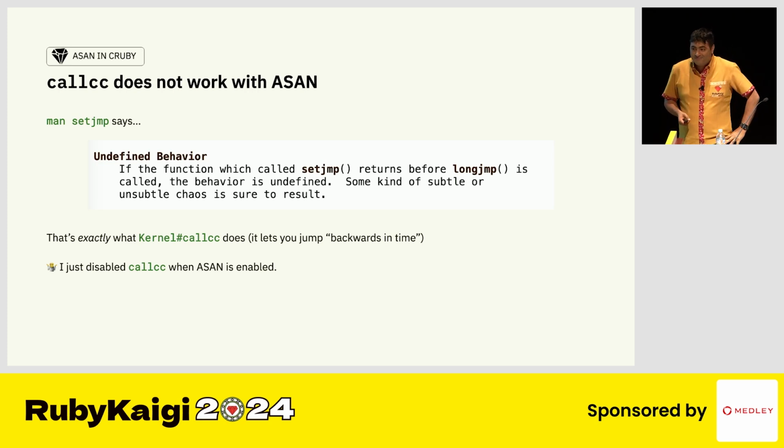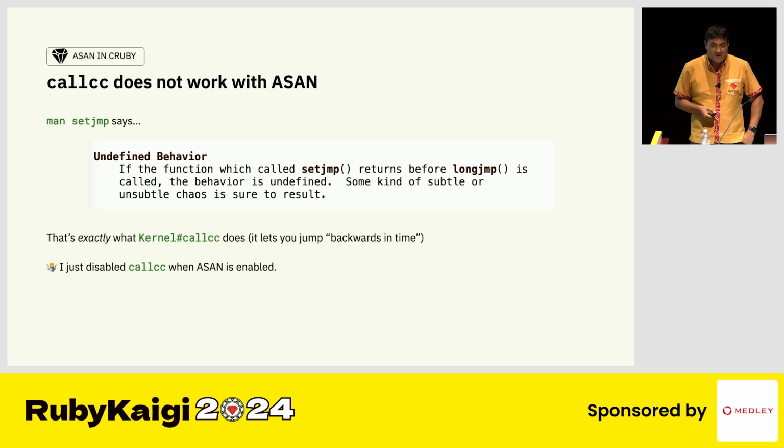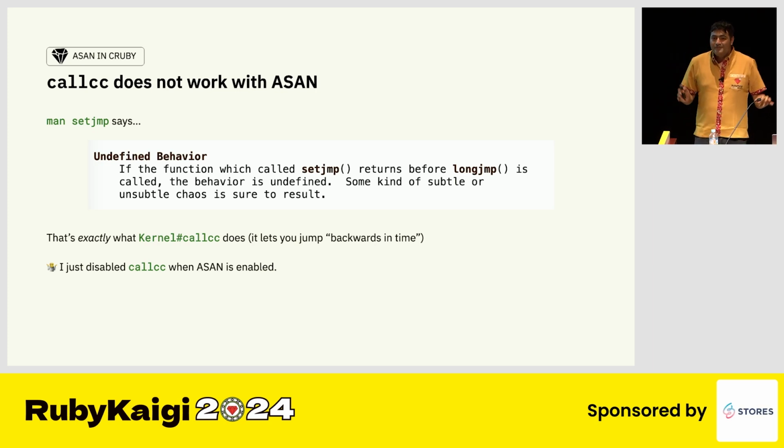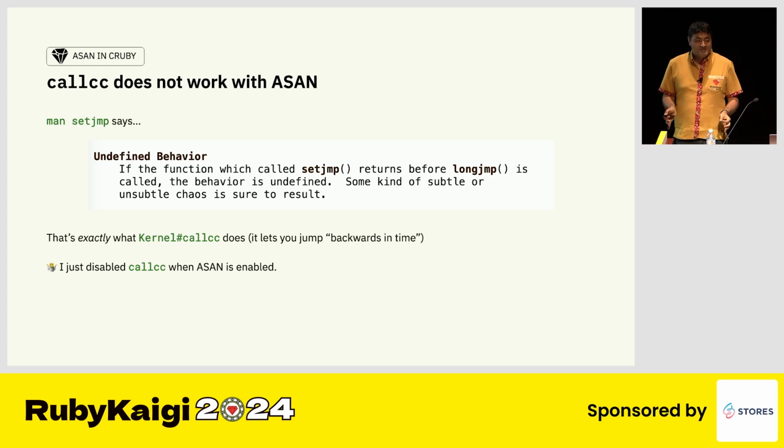So I looked at whether we could fix that and decided no, and also I don't care. So we just disabled callcc if ASAN is enabled, and that's probably fine for most use cases. All right, for those of you who are blissfully unaware of callcc, you can uncover your ears now.